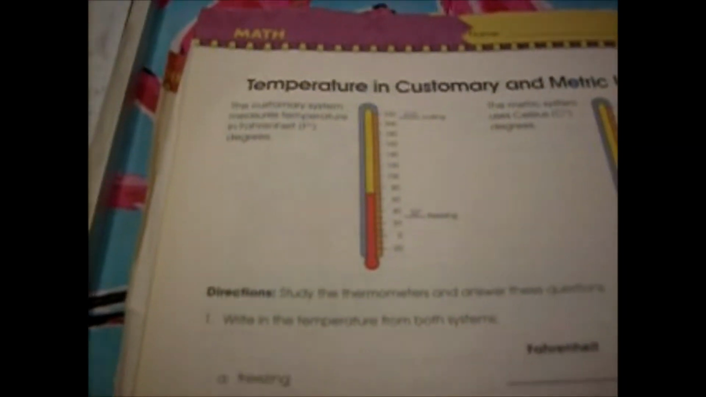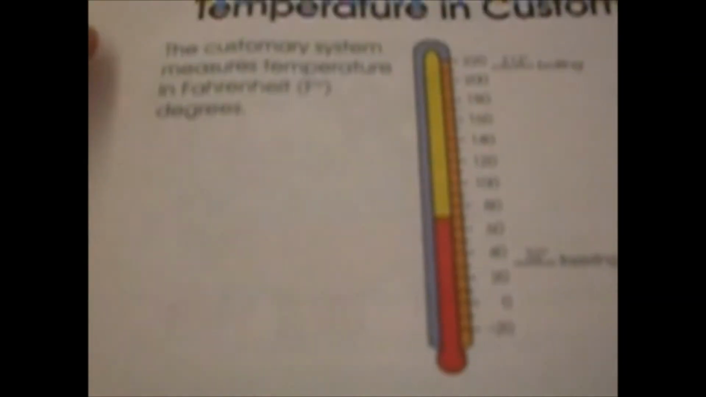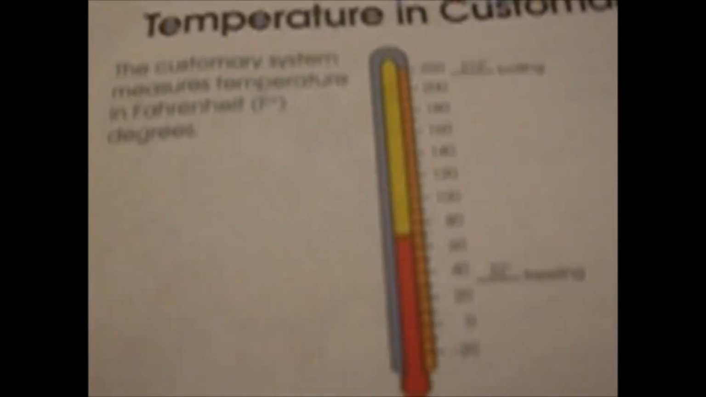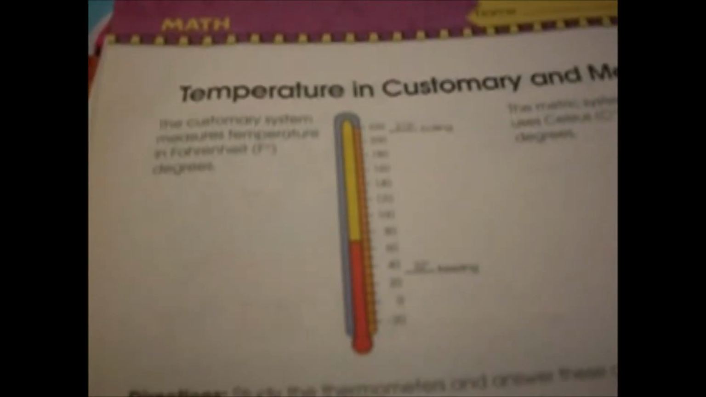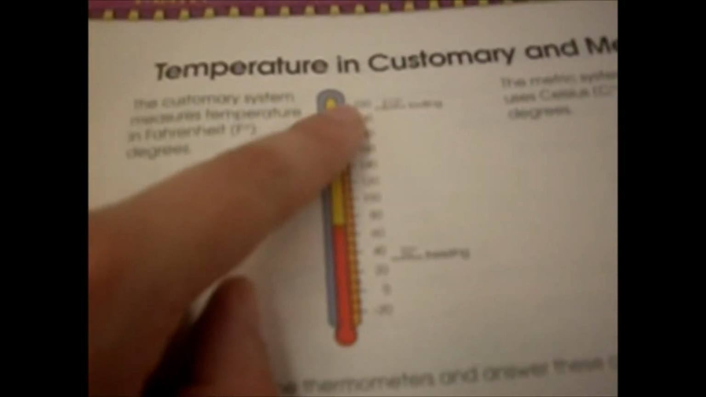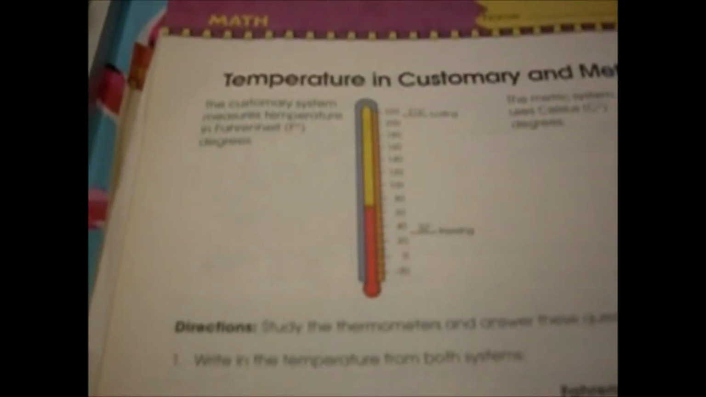So, for Fahrenheit, the customary system measures temperature in Fahrenheit, or degrees F. For Fahrenheit, the freezing point is 32 degrees. The boiling point is 212 degrees Fahrenheit. And again, if you can't remember that, look online, look in your math book.